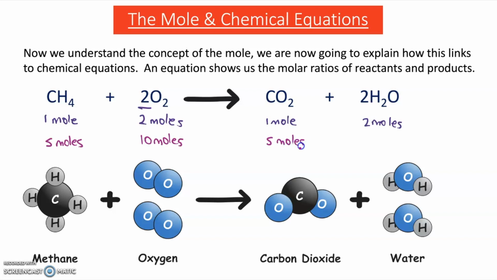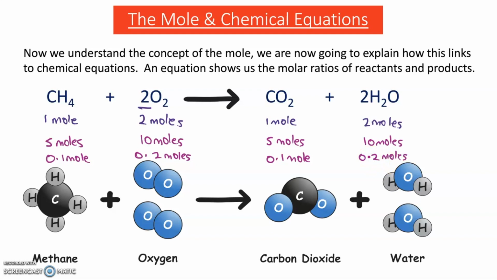Now, we might not have 1 mole, we might have 5 moles of methane. So 5 moles of methane would react with 10 moles of oxygen to form 5 moles of CO2 and 10 moles of water, because the ratio is 1 to 2 to 1 to 2. And if I had 0.1 mole of CH4, it would react with 0.2 moles of oxygen, because the methane and the oxygen are in a 1 to 2 ratio. And this would produce 0.1 mole of carbon dioxide and 0.2 moles of water.